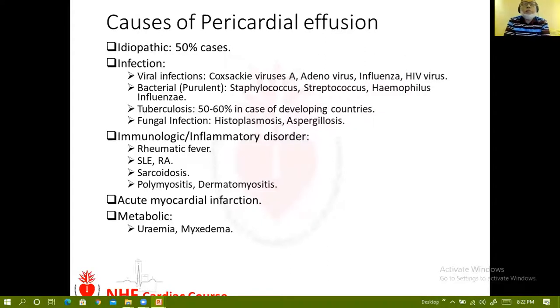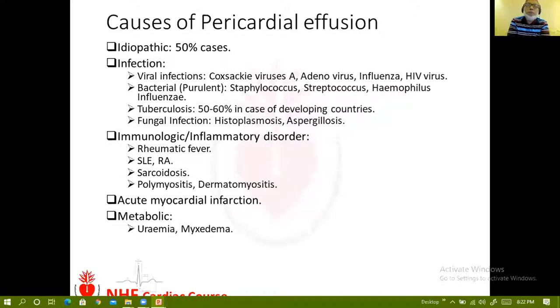Causes of pericardial effusion. Idiopathic, 50% of cases. This is appropriate for Western countries, not for our country. Second cause is infection. Viral infection: Coxsackie virus A, adenovirus, influenza virus, and HIV. Bacterial infection: purulent, staphylococcus, streptococcus, Haemophilus influenzae. Tuberculosis, 50 to 60% in developing countries.